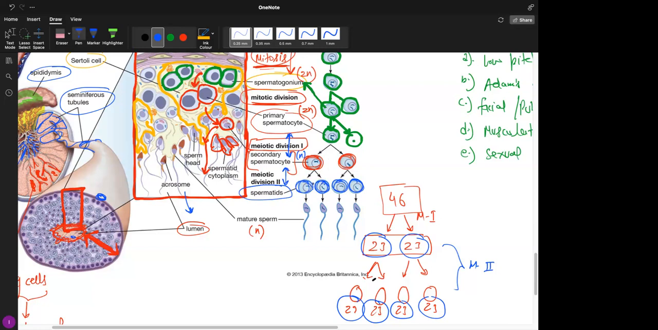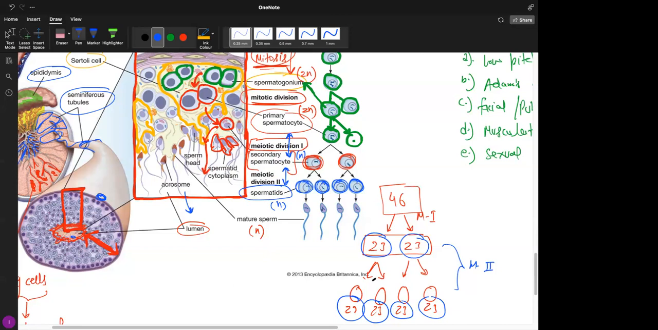They are still round, spherical in shape, and they will be haploid or diploid. What will they be, Iram? Spermatids will be haploid or diploid? Haploid, right? Because once they are haploid in meiosis 1, they will remain the same after meiosis 2. Okay, haploid. So from secondary spermatocyte onwards, every cell is haploid. Secondary spermatocyte, spermatids, and mature sperms all are haploid.